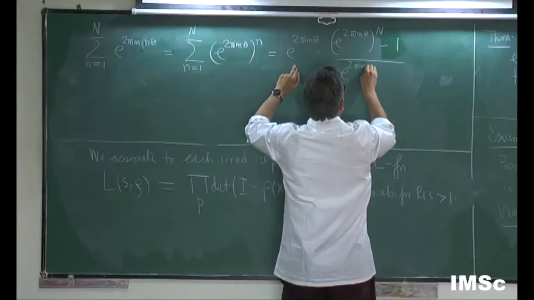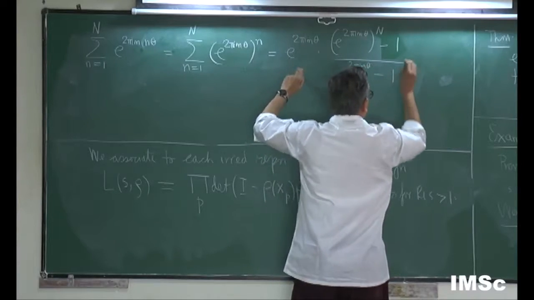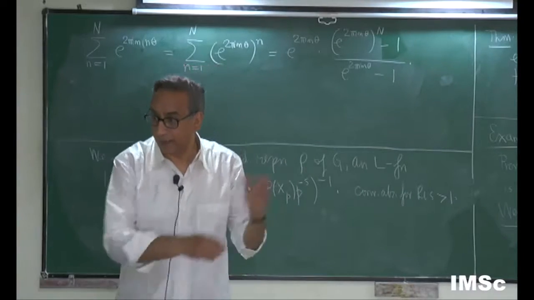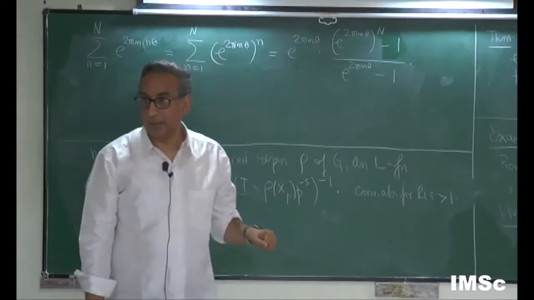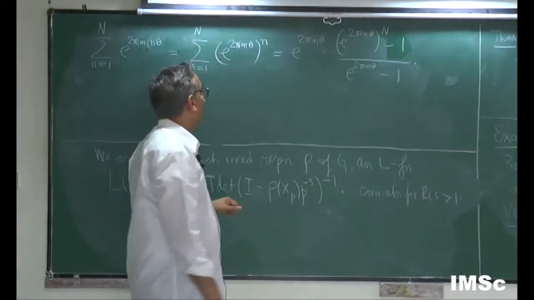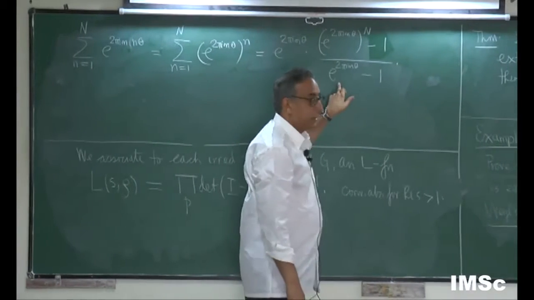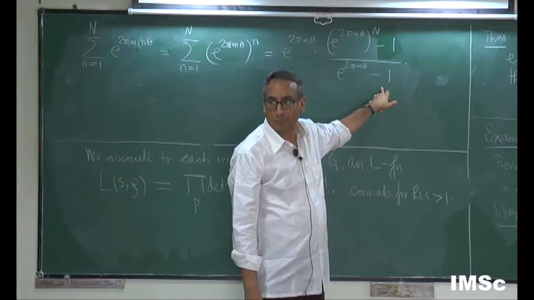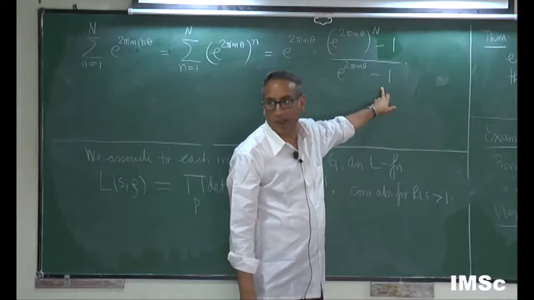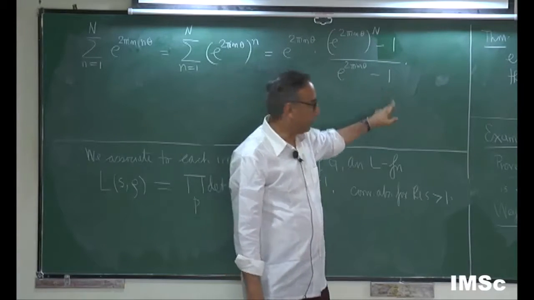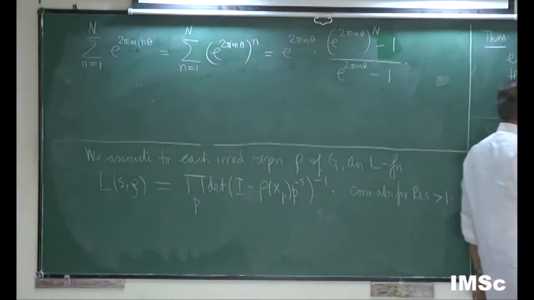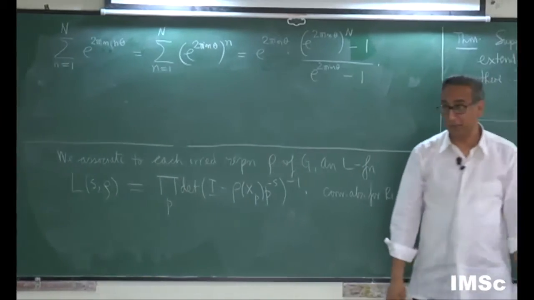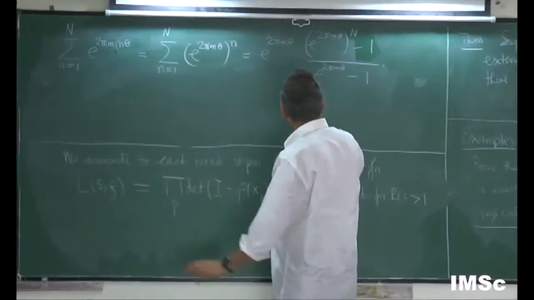exactly, provided the denominator is not 0. But can the denominator be 0? Why not? Theta is irrational, exactly. That's why I had to put an irrational number. So you're in trouble if theta is rational, at this stage. Let's just worry about this for now.